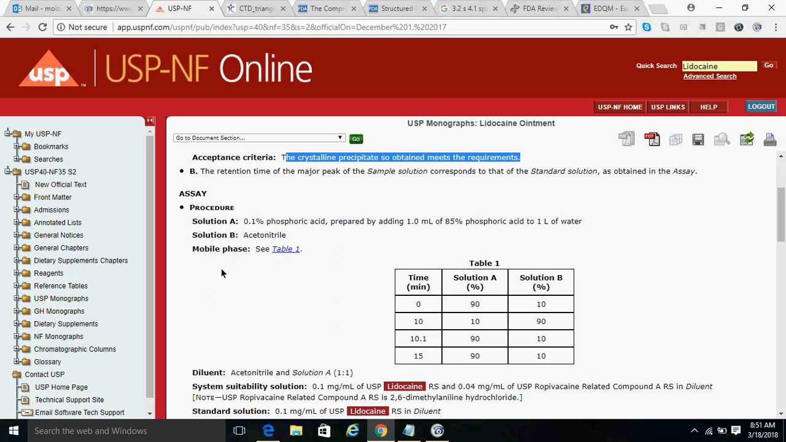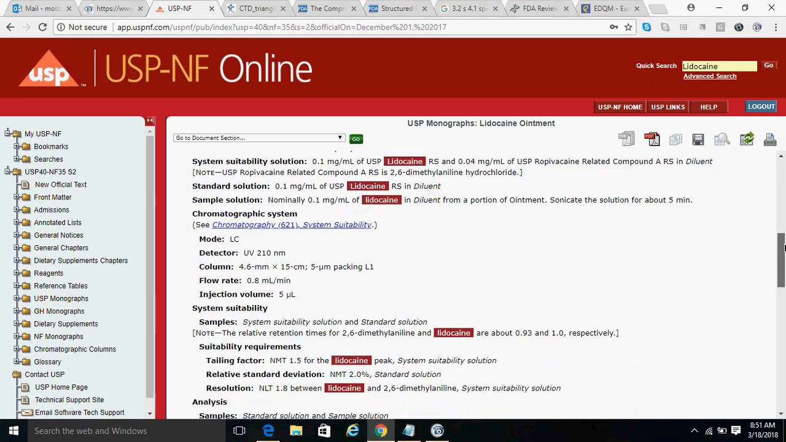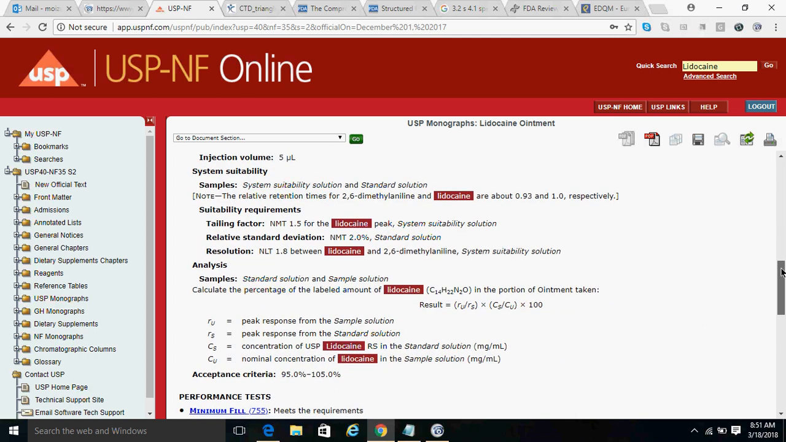Second one, your procedure, what procedure you have to follow for assay. They will tell you what procedure you have to follow to do this test. And they will give you another example I want to show you.